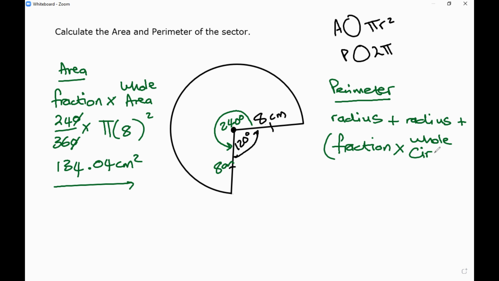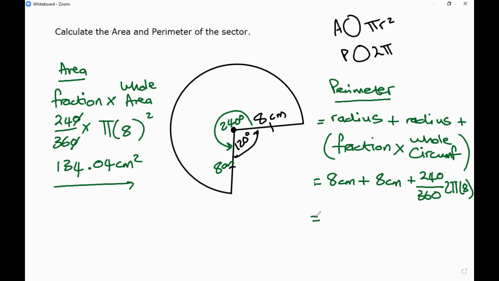So if we got the entire circumference, remember circumference is the perimeter of the circle. If we take that fraction of the entire circumference, add it to the 2 radii, that's what we're going to end up with. So let's go ahead and substitute. The radius is 8 centimeters. The next one is 8 centimeters. Then we're calculating the fraction on the inside. So that's going to be 240 over 360. And we've got to fit in the 2 pi r over here. So 2 pi times 8. I'm just going to squeeze it in there.